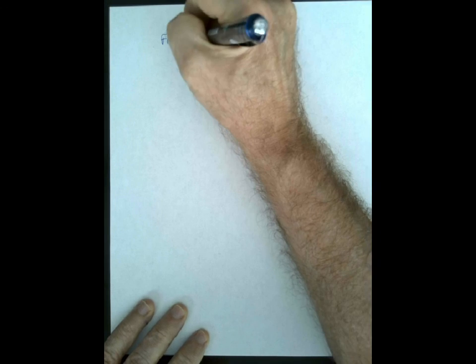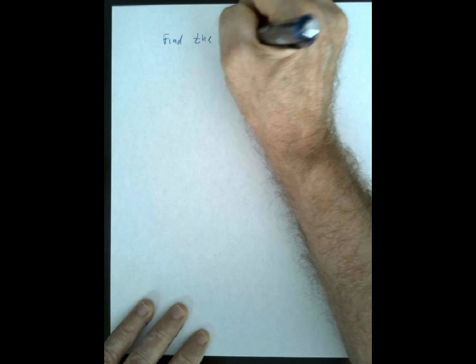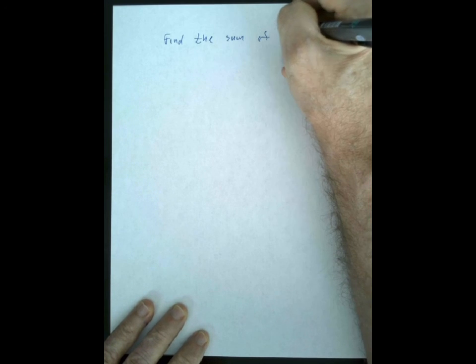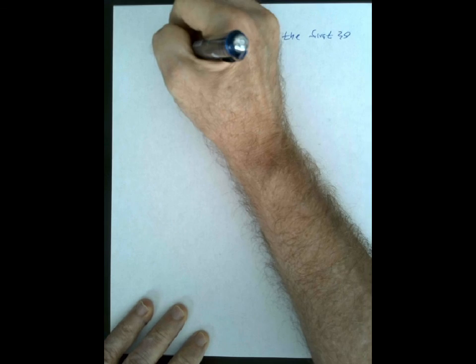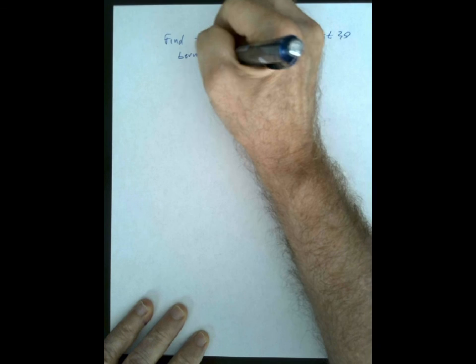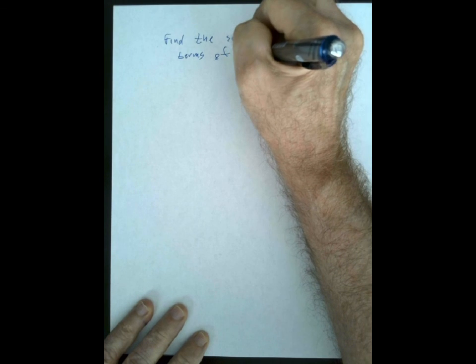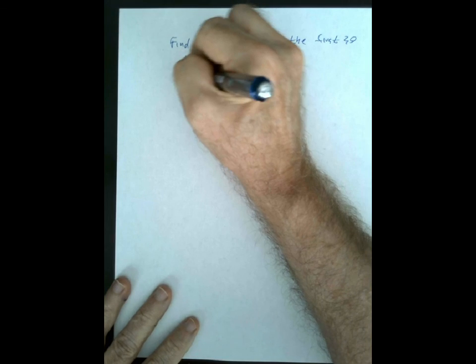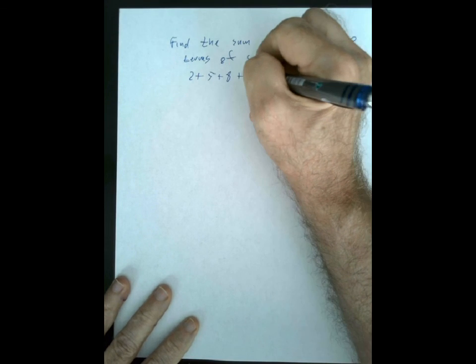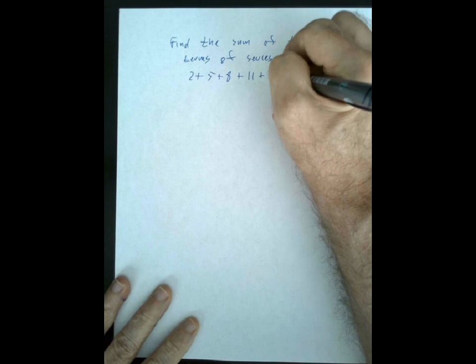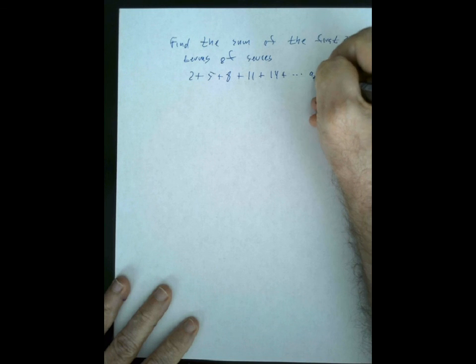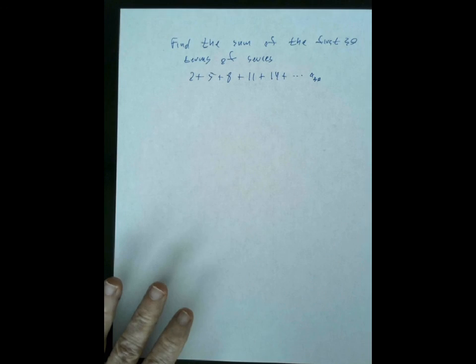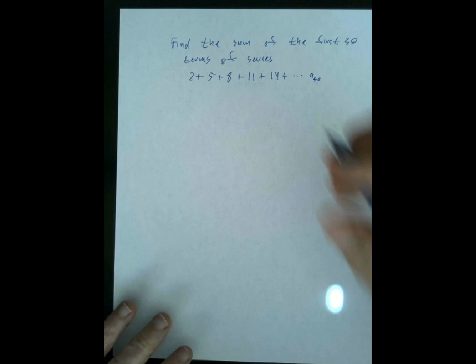Find the sum of the first 30 terms of the series 2 plus 5 plus 8 plus 11 plus 14 plus ... up to whatever that 30th term was, which we don't know, right?